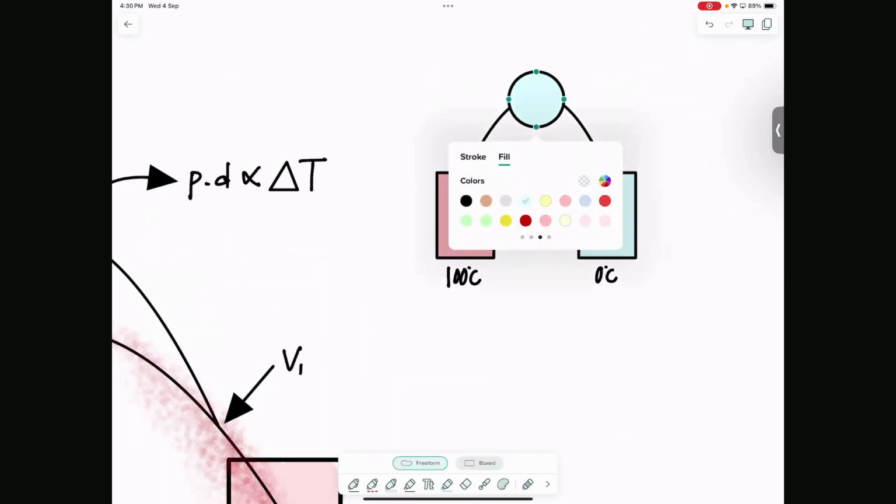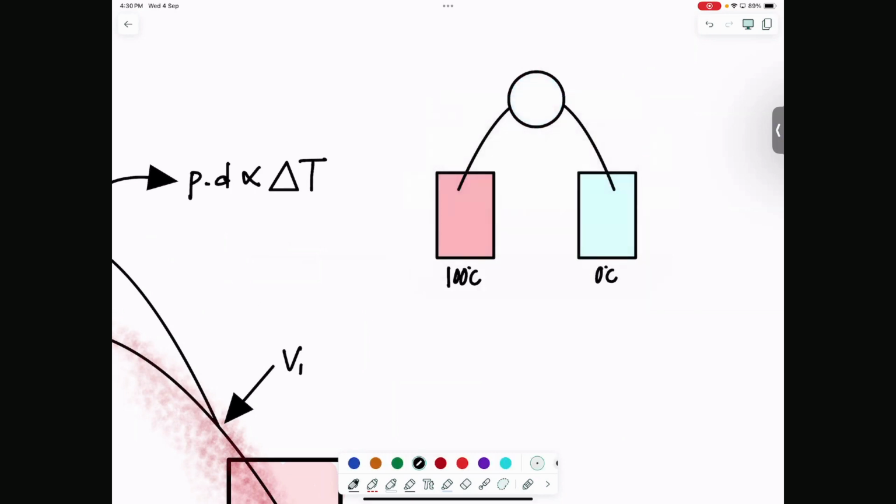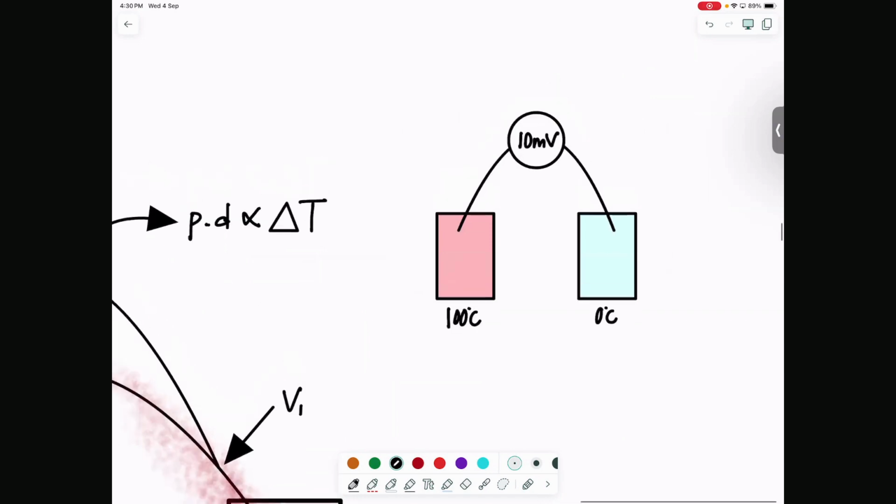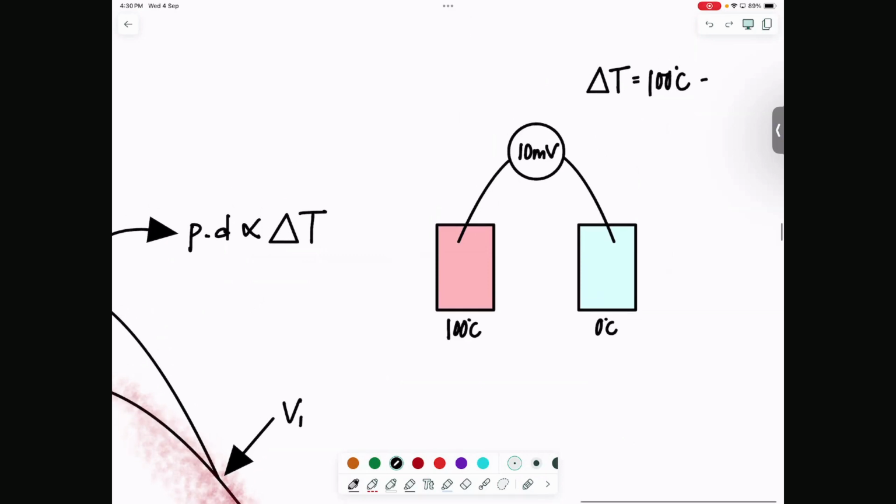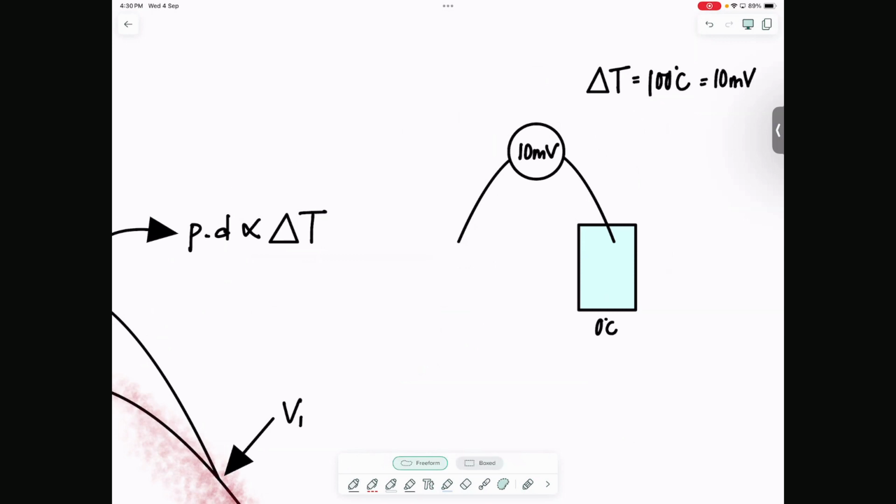This process has a name. It's called calibration, okay? So you see that the voltage here is 10 millivolts. What temperature difference gives you 10 millivolts? Yep, so just note that down. That temperature difference of 100 degrees Celsius gave me a voltage of how much? 10 millivolts.